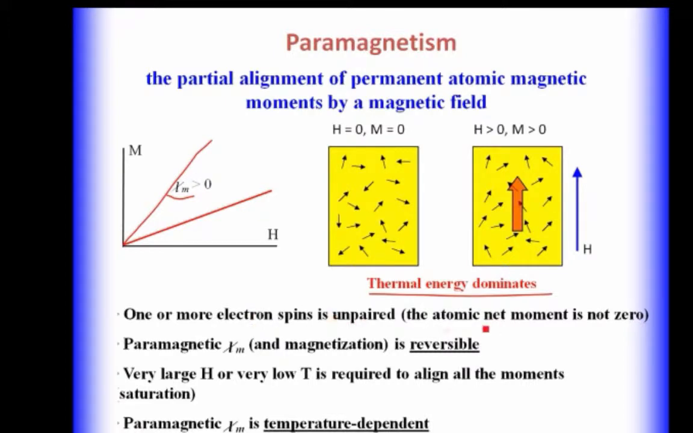The atomic net moment is not 0. The paramagnetic chi sub m is reversible, so if you go up this curve and then take H back down, it comes right back down here along this curve, and there's no deviation from that behavior. For very large H or very low T, you will approach alignment of all the moments. The other thing that we should realize, what I just said here, is that chi sub m is temperature dependent. So lower temperatures, bigger chi sub m.